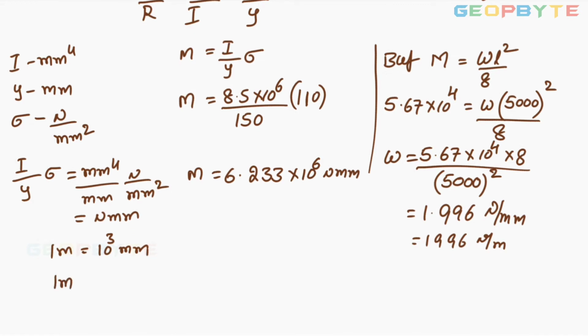From this, 1 mm equals 1 by 10 power 3 meters. So 1 mm equals 10 power minus 3 meters. The 10 power minus 3 is in the denominator. You bring it to the numerator, minus 3 becomes plus 3. Multiply with 1000. It is indirectly 1996 meters. So this is the answer. The simplification might have a small error, but this is the procedure.